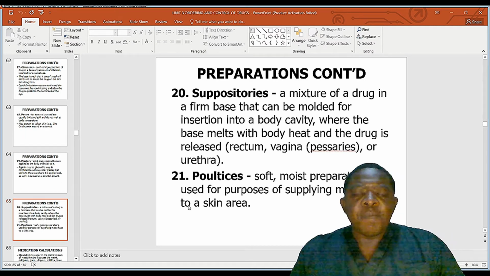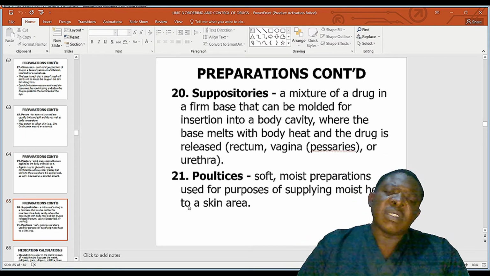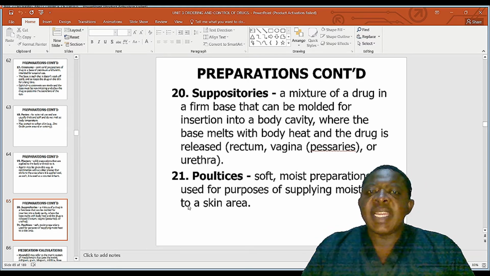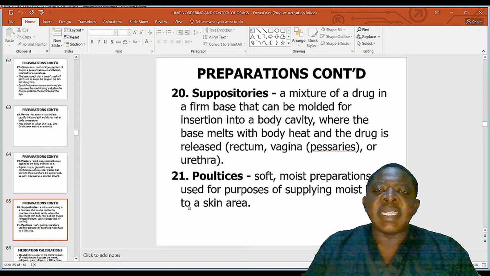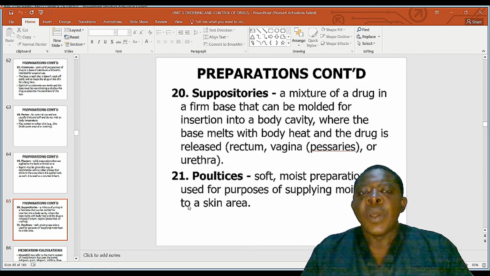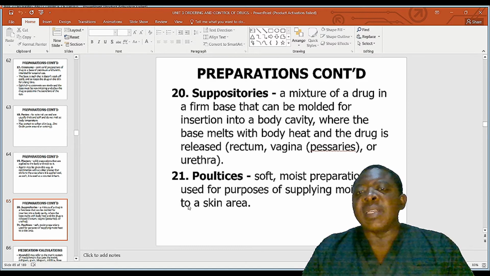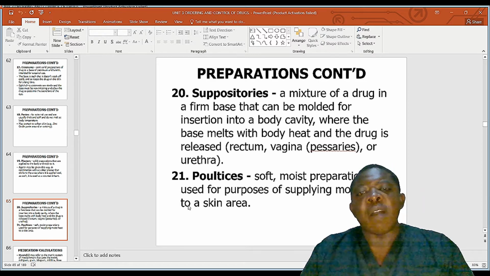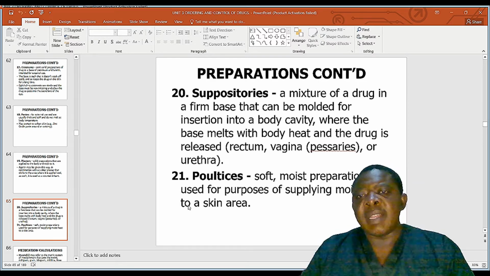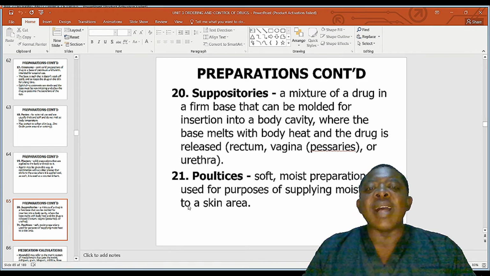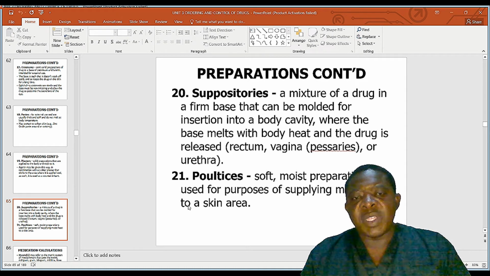The other preparation that is there are suppositories. A suppository is a mixture of a drug in a firm base that can be molded for insertion into a body cavity, where the base melts with the body heat and the drug is released. For suppositories, we have those for the rectum and vagina. Vaginal pessaries come in the form of suppositories, or others can even be inserted within the urethra.